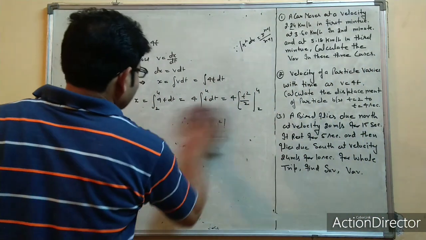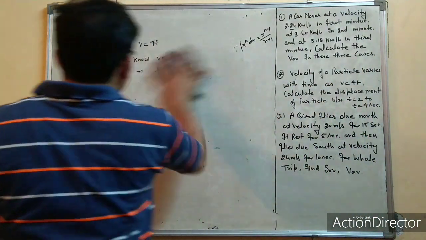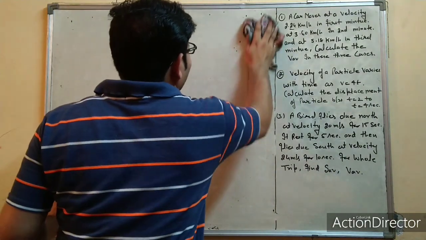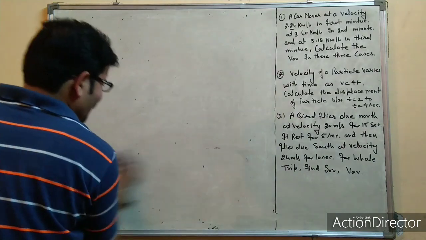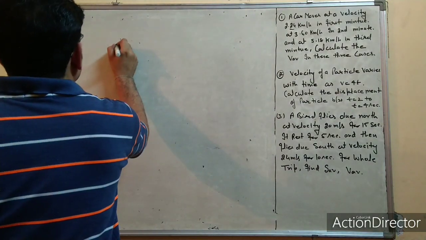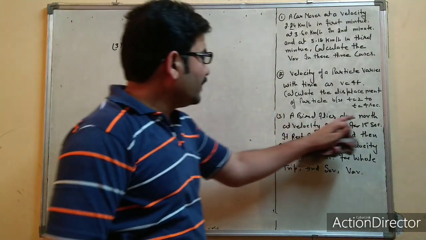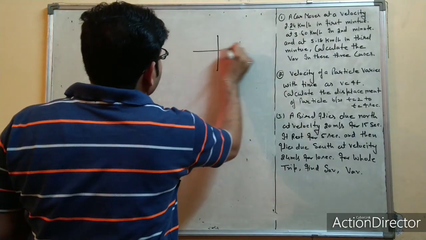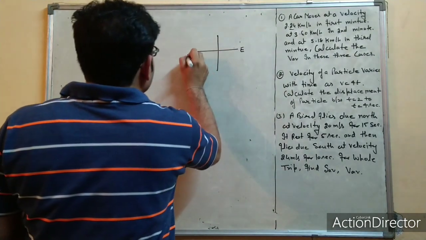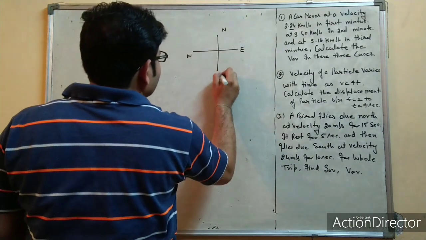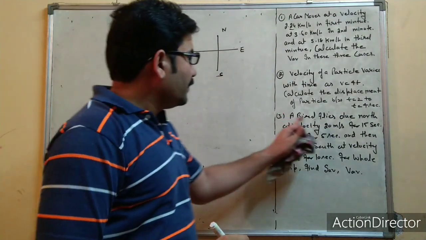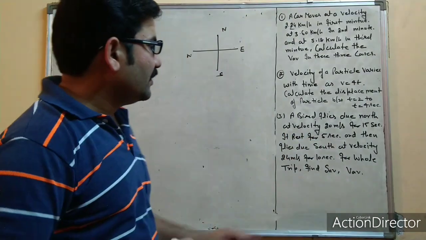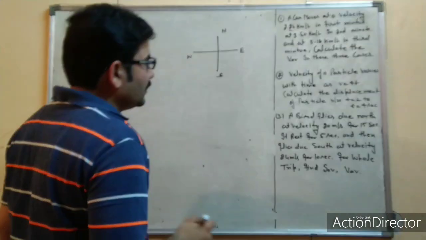Next, the third. A bird flies due to. First of all, we have the direction chart here. This is our east, this is our west, this is our north, this is our south. A bird flies due north at a velocity of 20 meters per second for 15 seconds.